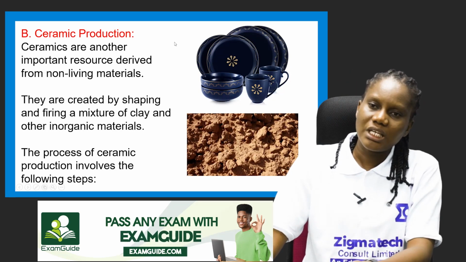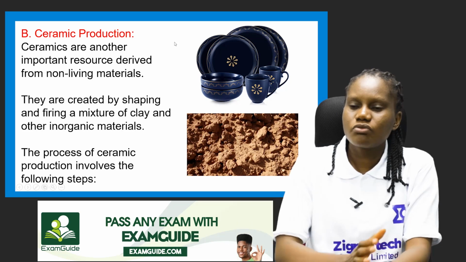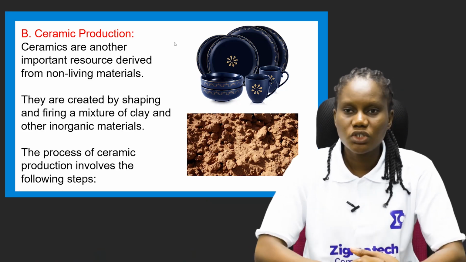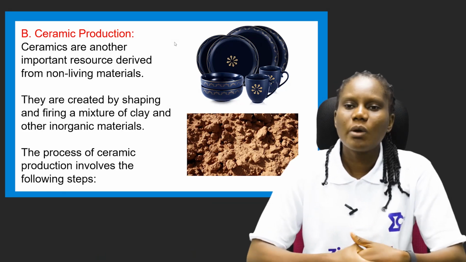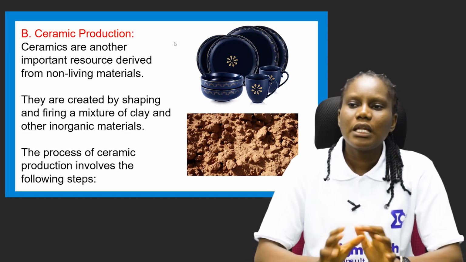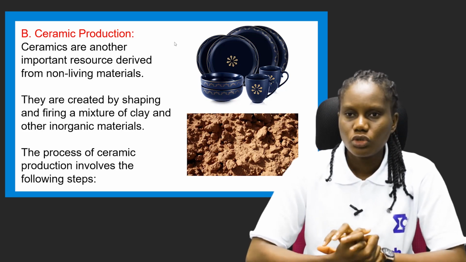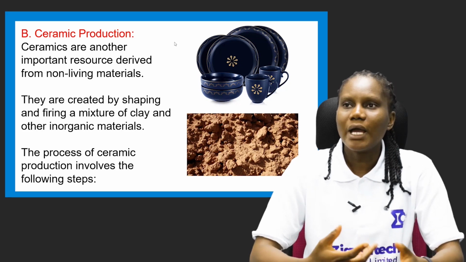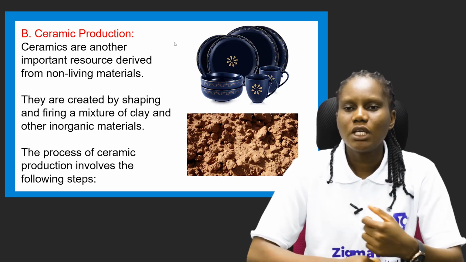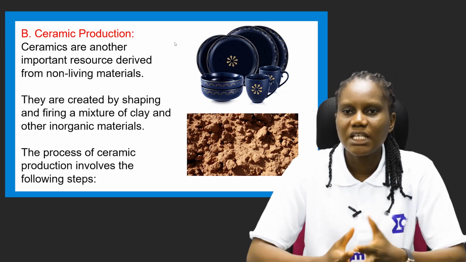So we're going to go to the next resource that can be gotten from non-living things, which is ceramic. The first one is glass, and we're moving to ceramic. And now we're going to look at ceramic production. The first question we had was, how is ceramic molded? Here is going to be discussed extensively.